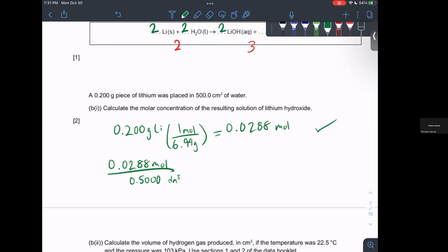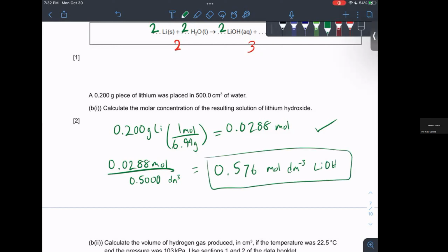Got to keep our sig figs. And that's going to be a total of 0.576 mole per decimeter to the negative third of lithium hydroxide. And there's your second mark.